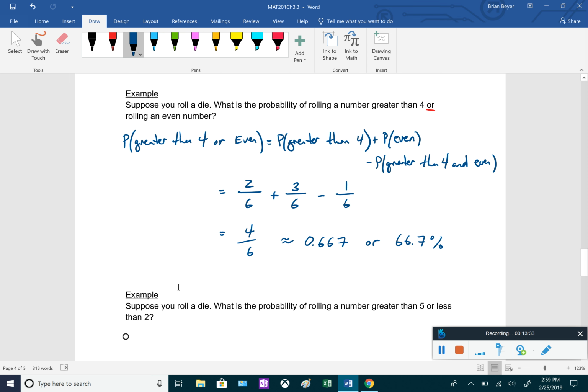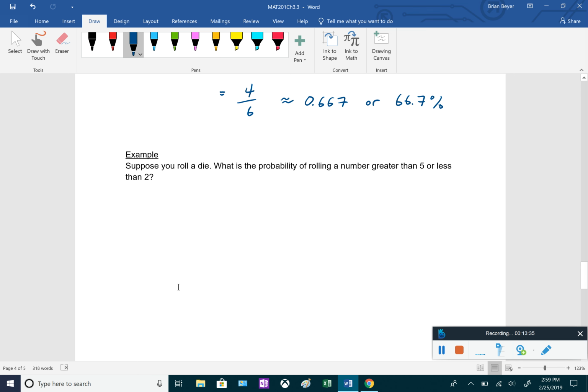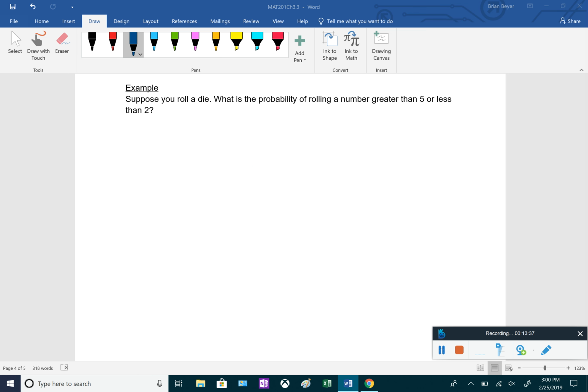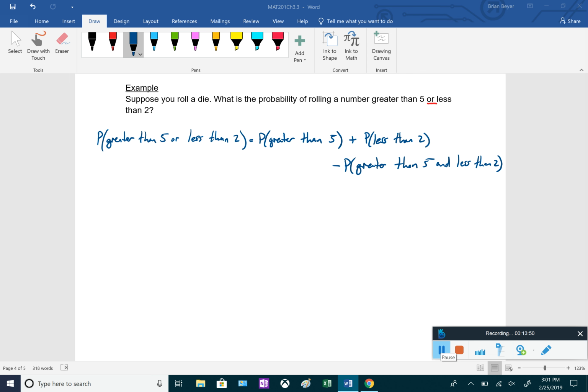Okay, let's do one more of these, then we'll move on to the last thing for this section. Suppose you roll a die. What's the probability of rolling a number greater than 5 or less than 2? So we need to set up this formula. It's the probability that it's greater than 5, plus the probability that it's less than 2, minus the probability that it's greater than 5 and less than 2.